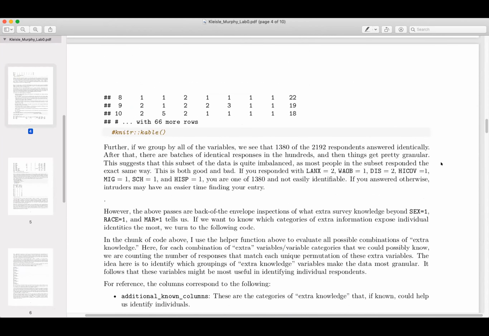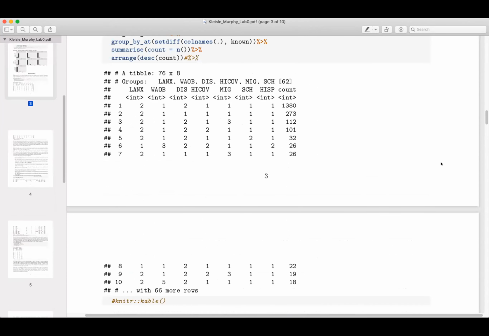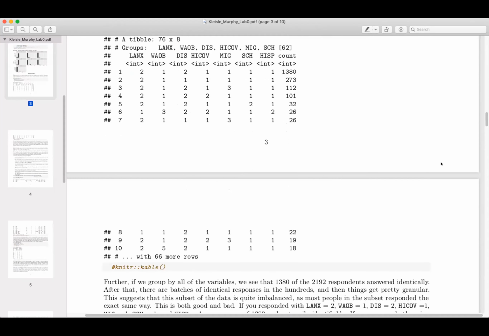All right. So we're here. Go ahead. The important takeaway from here is that most people, this row with 1,380, most people within this subset answered similarly. So again, if you're an intruder, the identifiable people are going to be a really small subset of the population, which perhaps is harder to find in real life, but easier to find in the data set.